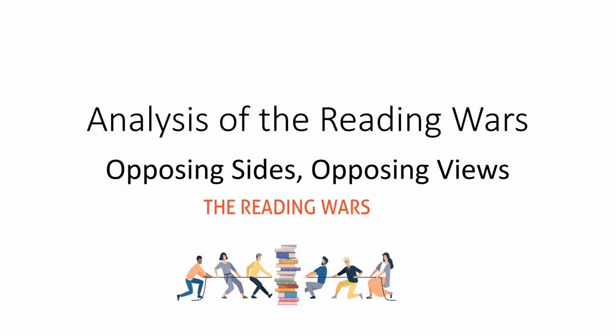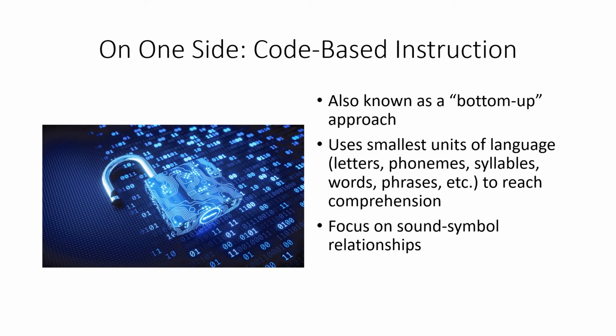So, in summary, the reading wars have produced two opposing sides with two opposing views. On one side, we have proponents of code-based instruction. This would be phonics. To a certain degree, this would be the whole word method. It's also known as a bottom-up approach, which means you take the smallest units of the language as a starting point, letters to phonemes, phonemes to syllables, syllables to words, words to phrases, and so on to reach comprehension. And the focus is on the sound-symbol relationships.